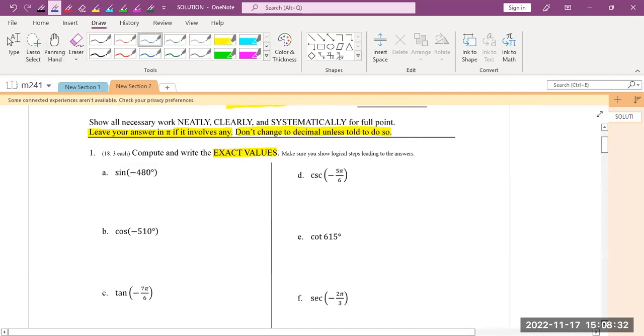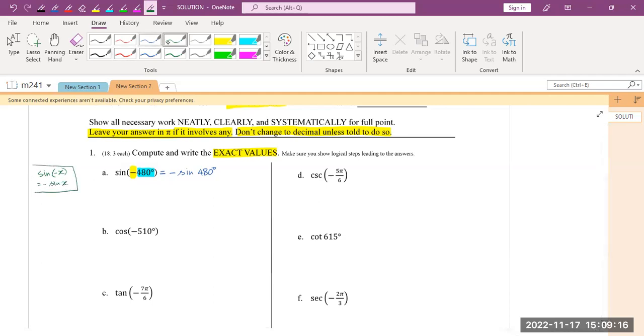Let's start. Sine negative 480 degrees. We have two issues here. The first issue is that this is a negative angle. And the second issue is that this is more than 360 degrees. You can tackle one of them first and then the other. I think I will tackle the negative first. Sine negative is negative sine. I was using this rule here: sine is an odd function. Sine negative x equals negative sine x. That's what I use.